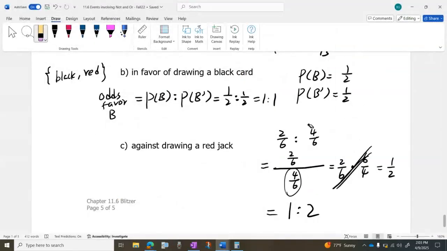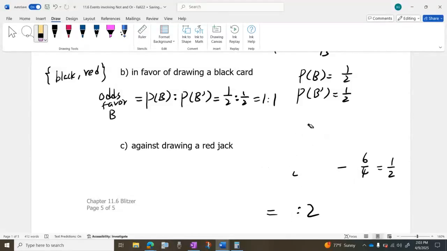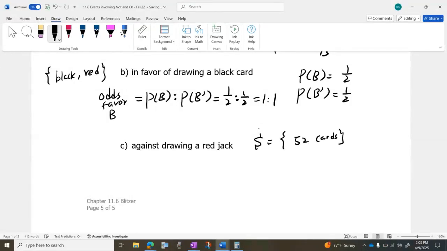This time, we are looking for the odds against drawing a red jack. Since the event involves a color, and the number jack is 11, right, the sample space has to be the 52 cards. We can't take a shortcut. So the sample space is 52 cards, and the probability of getting a red jack, okay?